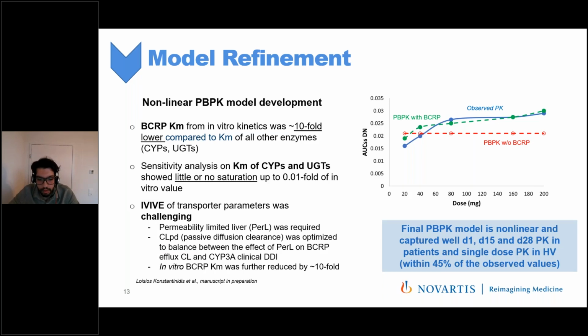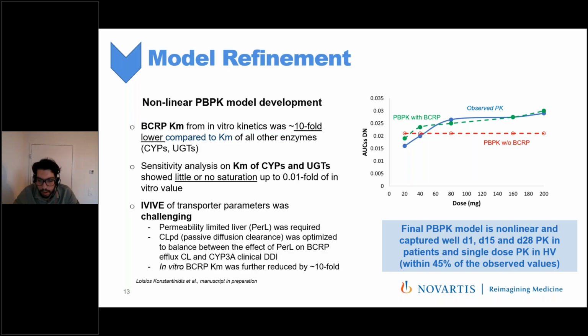Another thing I wanted to mention was the challenges that we faced in developing a nonlinear PBPK model, which included the use of the permeability limited liver model, and how we can perform an in vitro extrapolation of the clearance PD value, as well as further optimization that we had to do in a top-down fashion for the Km of BCRP by an additional 10-fold, in order to better predict the PK of asciminib.